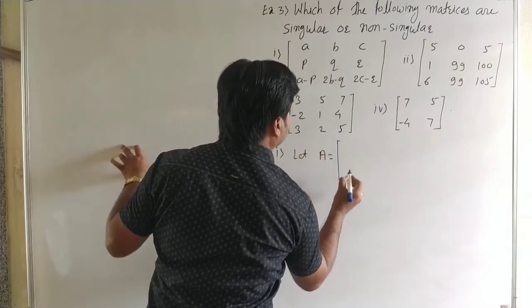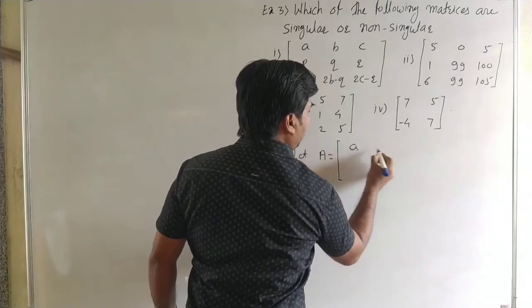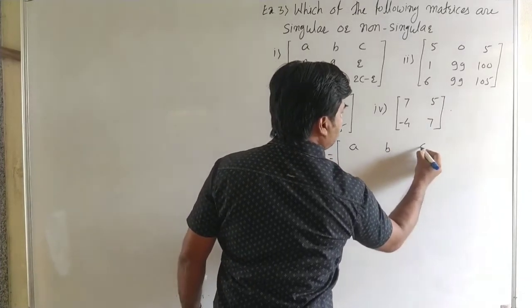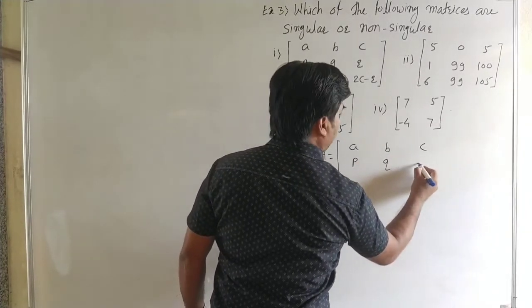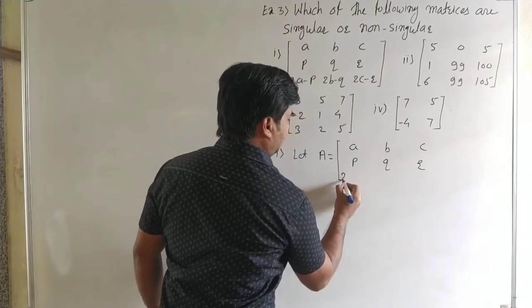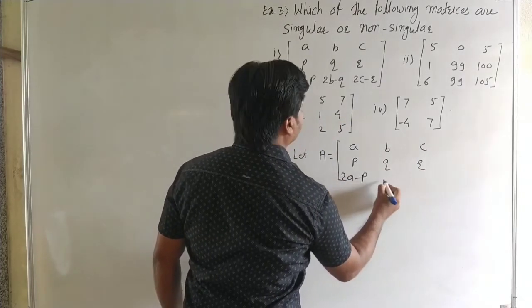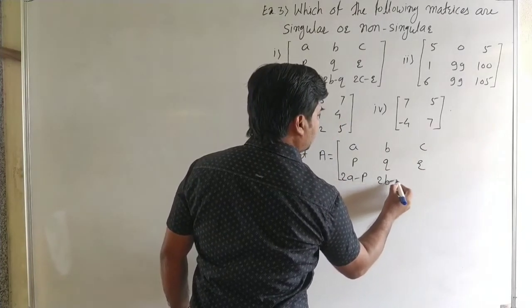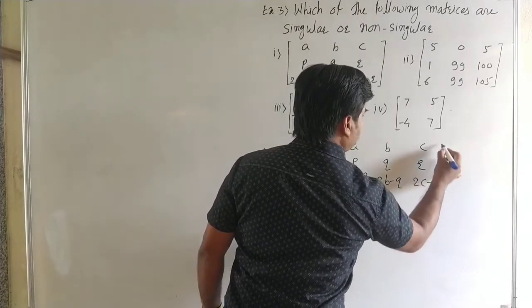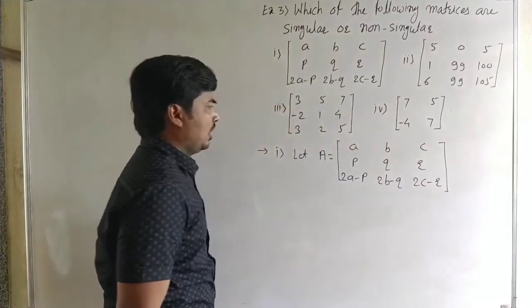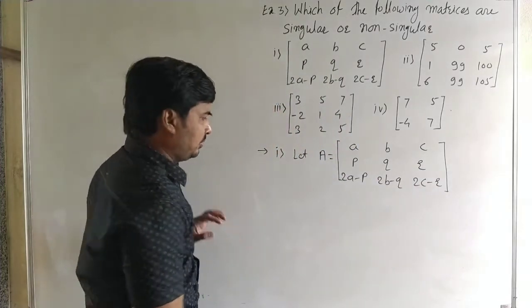See carefully, it is a matrix with rows A, B, C; P, Q, R; and 2A minus P, 2B minus Q, and 2C minus R. Okay, it is a matrix. Now first we find the determinant of this matrix.